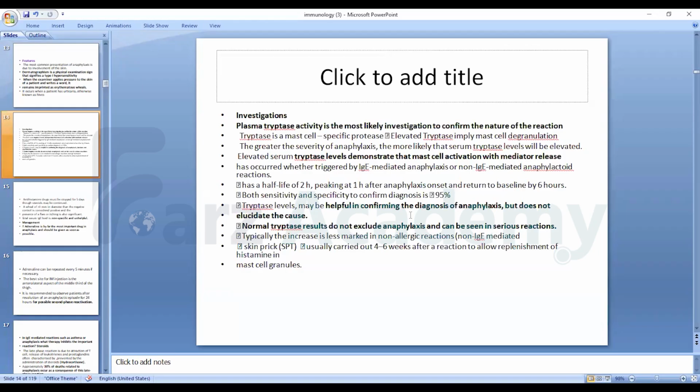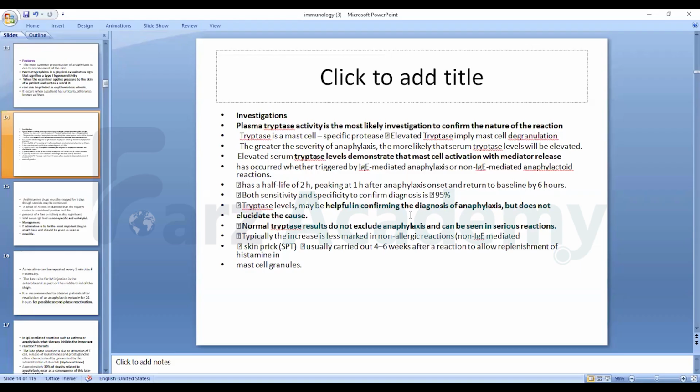The greater the severity of anaphylaxis, the more likely that serum tryptase level will be elevated. Elevated serum tryptase level demonstrates that mast cell activation with mediator release has occurred, whether triggered by IgE mediated anaphylaxis or non-IgE mediated anaphylactoid reaction. So it has a half-life of 2 hours, peaking at 1 hour after anaphylaxis onset and returning to baseline by 6 hours. So very important investigation is plasma tryptase level.